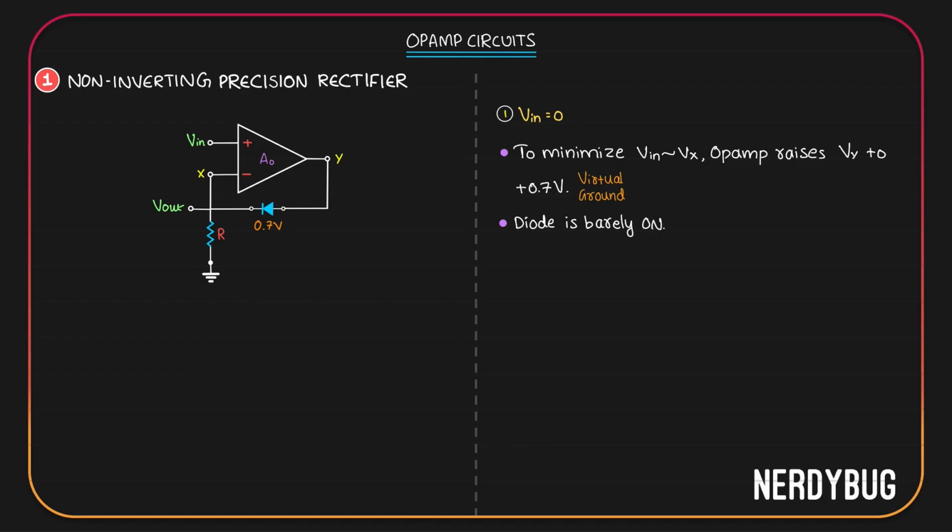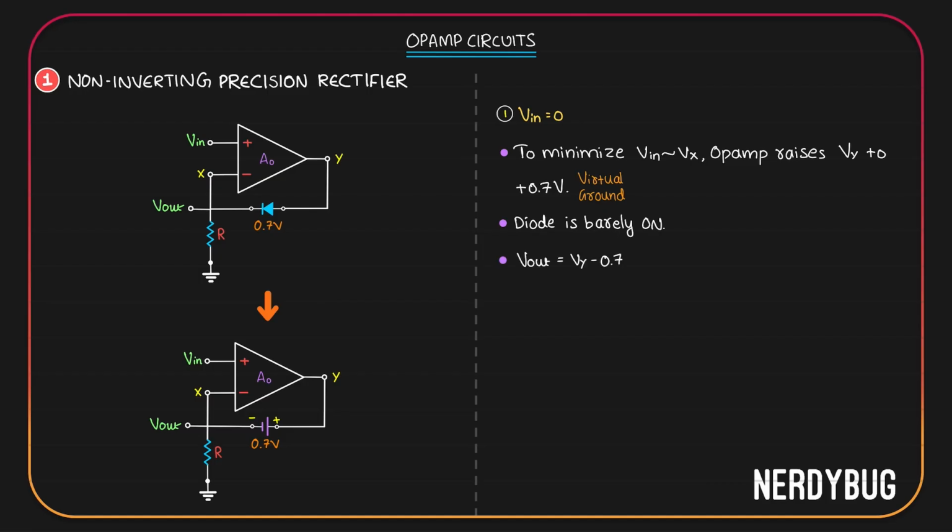And in that case, we can model the circuit like this. I have replaced the diode with a 0.7 volt cell. Now, out of all the potential drop at Y, 0.7 will drop across the diode and the rest will come out as Vout. This is Kirchhoff's voltage law. We can write Vout is Vy minus 0.7. But why did the op-amp do this? So that Vx will be equal to Vin. Vin is 0, so Vout will be 0. Which makes sense because the op-amp only has to increase the output Vy by 0.7 to barely switch on the diode.